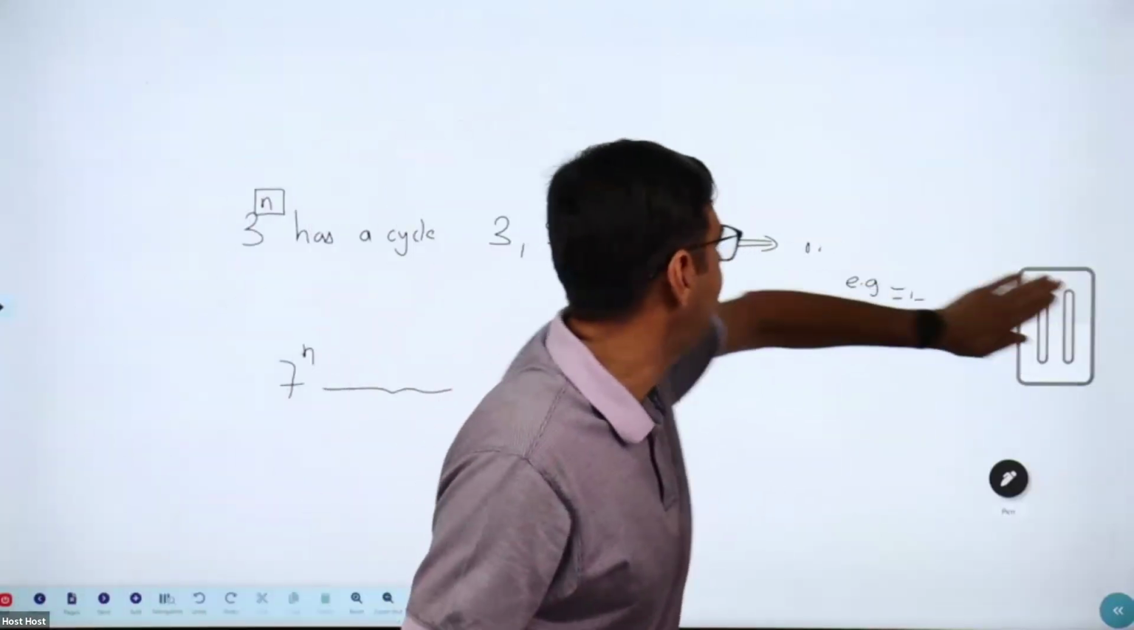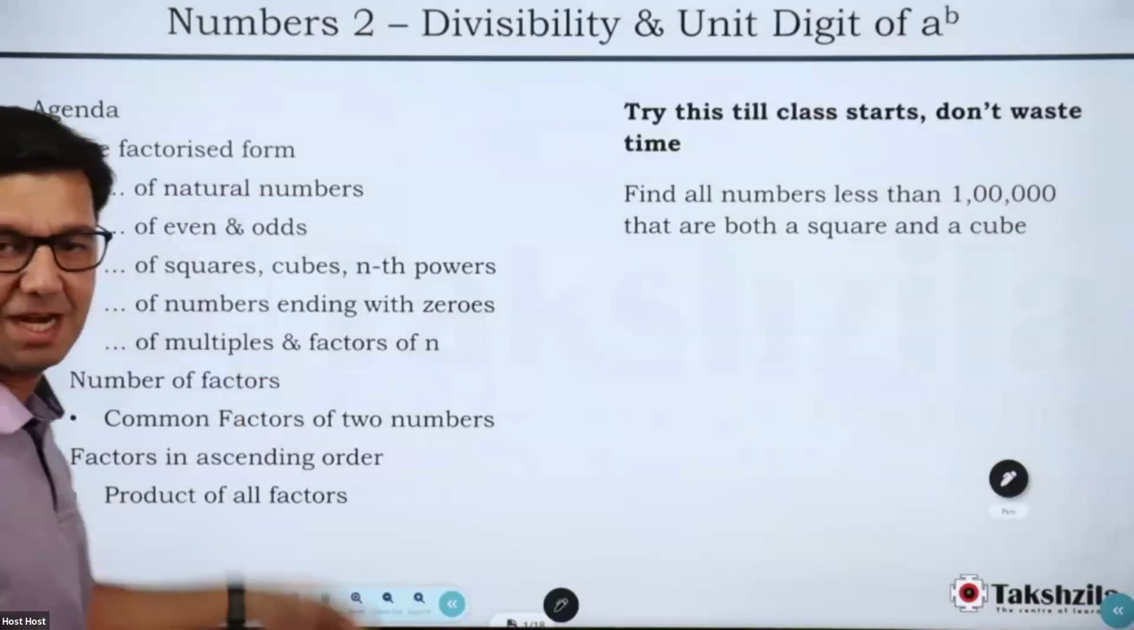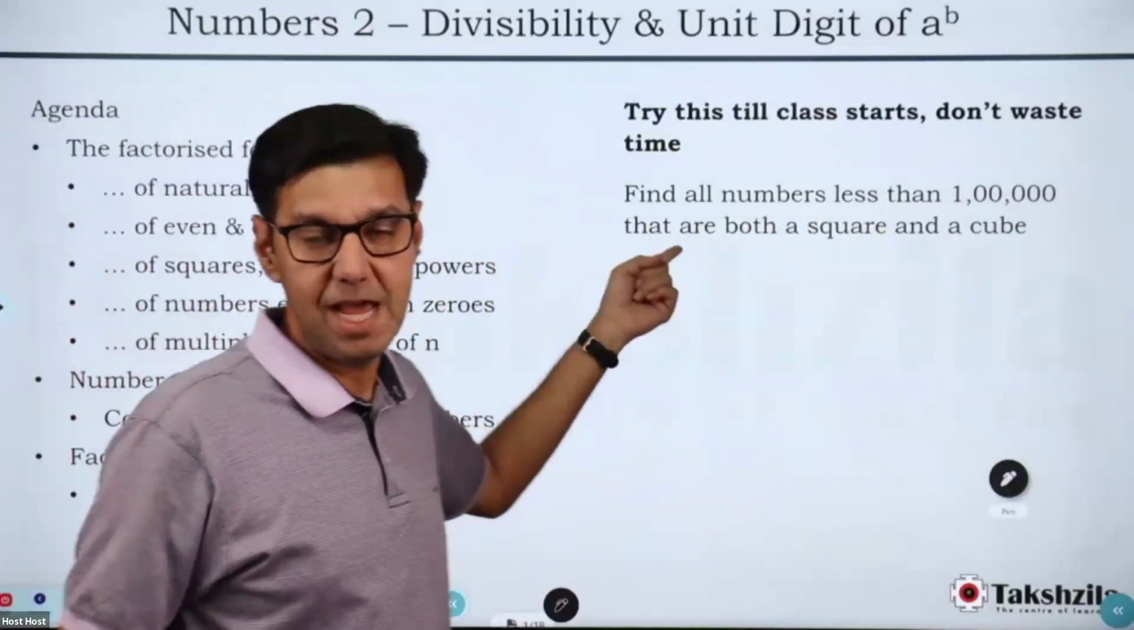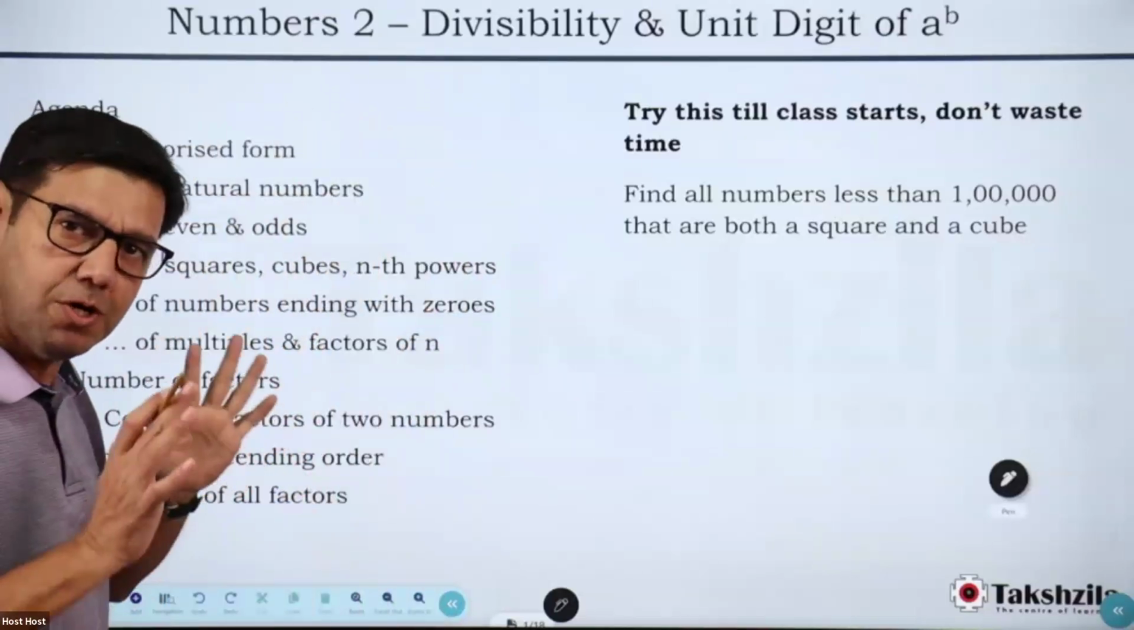So let's start with today's class. That was the doubt. And what do we have in today's class? This is a pretty practical example, means it can help you somewhere or the others. We are going to do the factorized form. I'm going to go even easier.